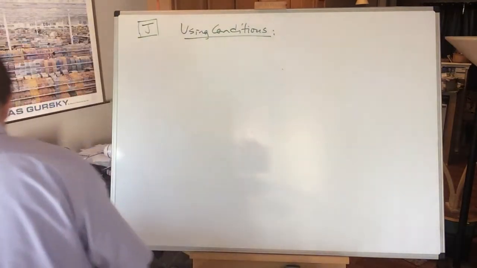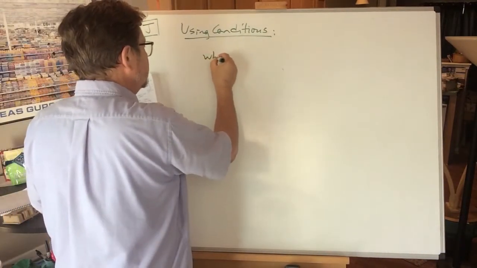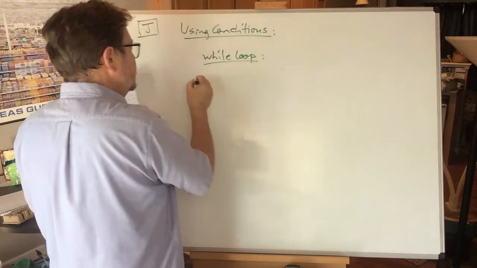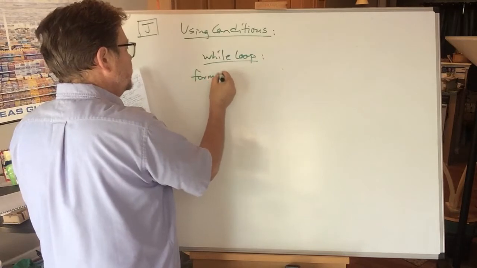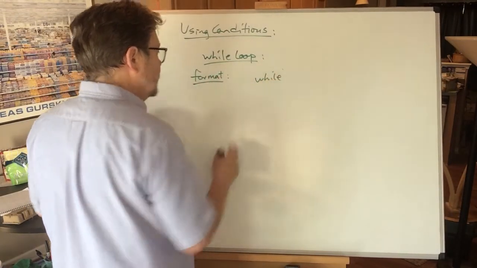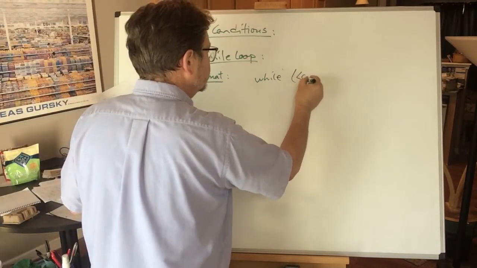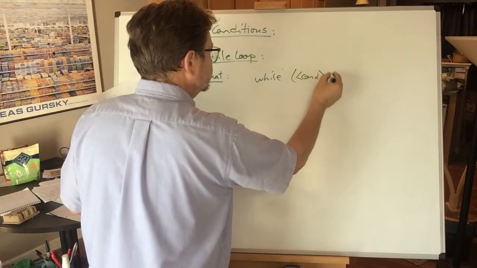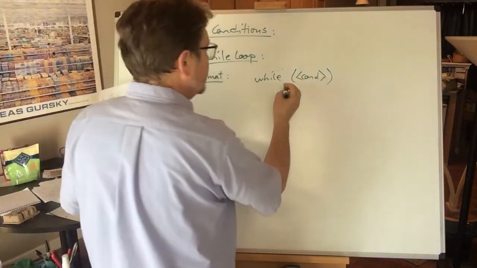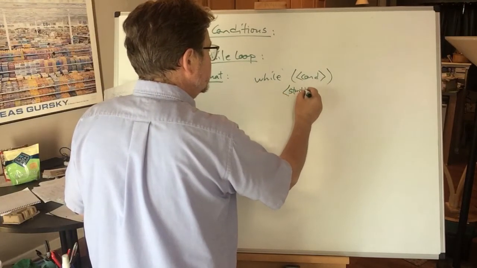Another way to use conditions is a while loop. W-H-I-L-E loop. The format for a while loop: the keyword while, a reserved word, also a condition in parentheses, close parentheses, and also a statement block. I'm not going to label this one true or false. I'm just going to call it statement block, STMTBLK.